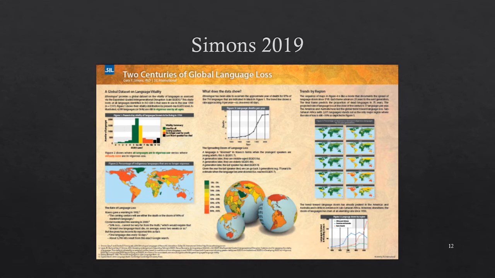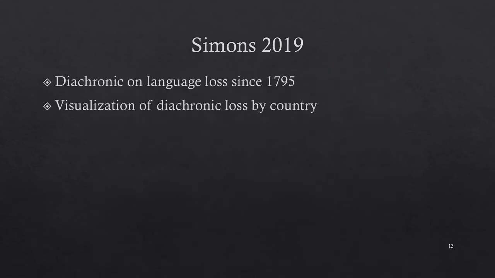A related publication included in this list is a poster from Simons, same author, that looks at the same question of the rate of language loss and does so diachronically as well as over geographic areas. So in this poster, it'll show the rate of language change and the amount of language loss in different areas over different time periods. So he compares language diversity in different continents or parts of the world since 1795 and provides a visualization of that diachronic loss from country to country.